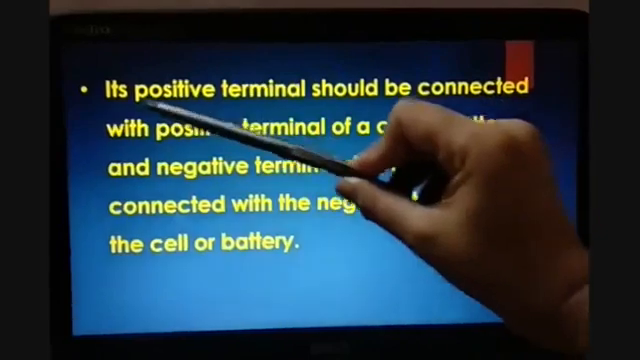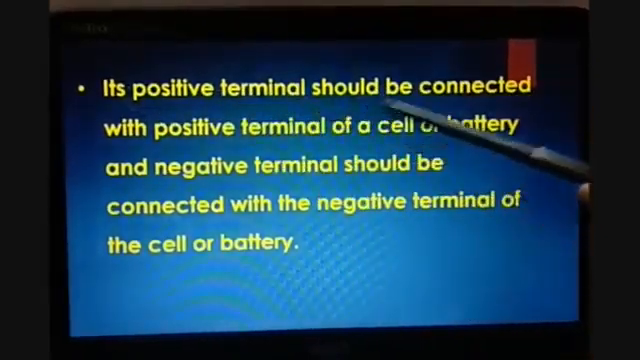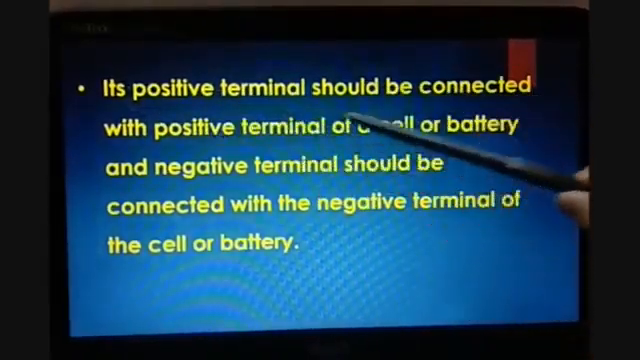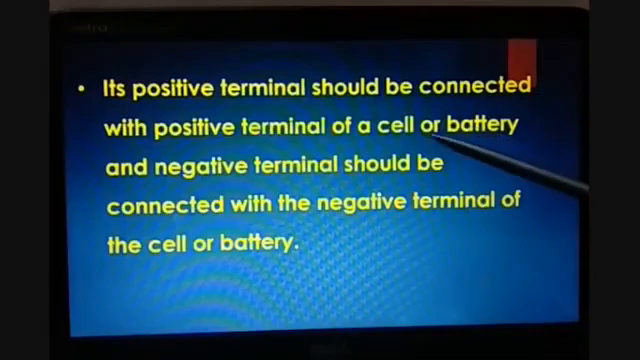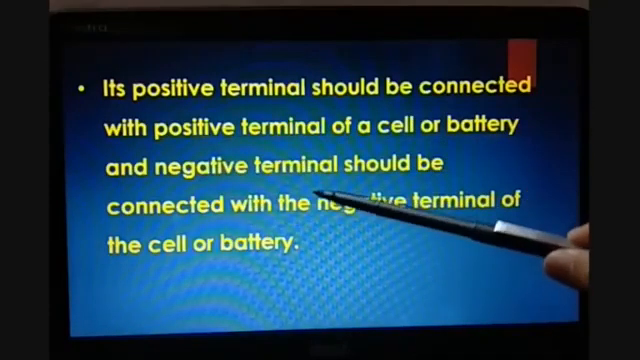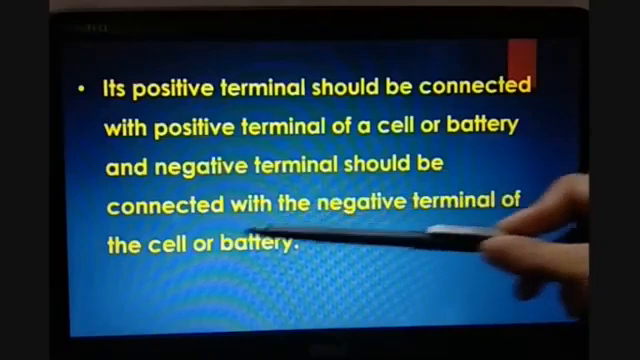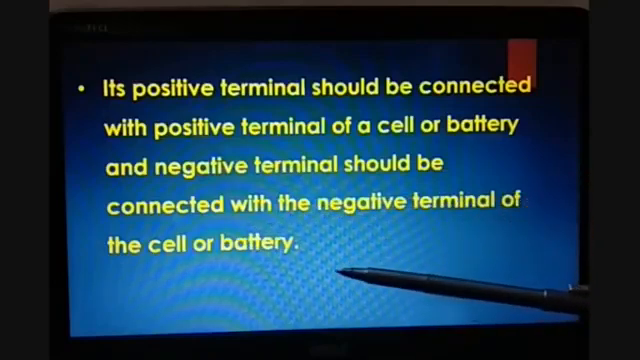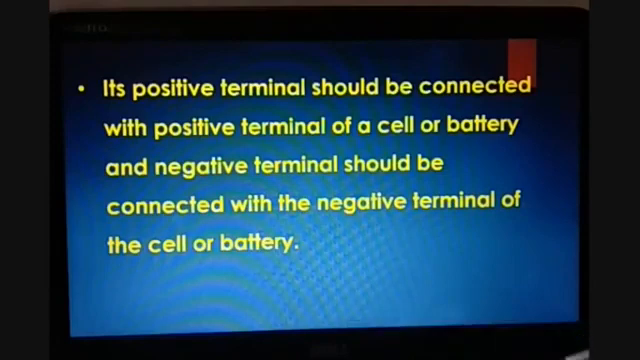How is it connected? Its positive terminal should be connected to the positive terminal of the cell or battery, and its negative terminal should be connected to the negative terminal of the cell or battery. This makes the series connection.